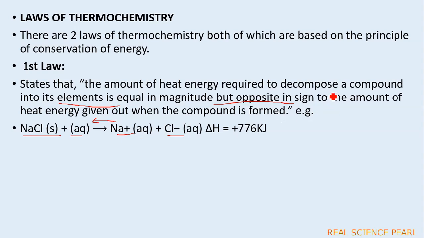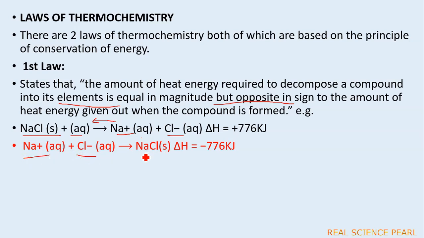If the forward reaction is positive, then the backward reaction is negative. For example, we can see that sodium ion plus chloride ion giving us sodium chloride solid, the enthalpy change is going to be negative 776, and to form the ions it was positive 776. So it means in thermochemistry, every time if in my calculation I'm required to reverse it, then I should just change the sign of that value.